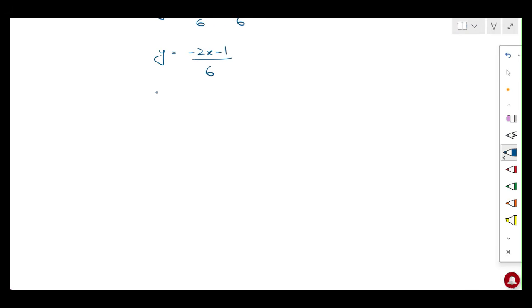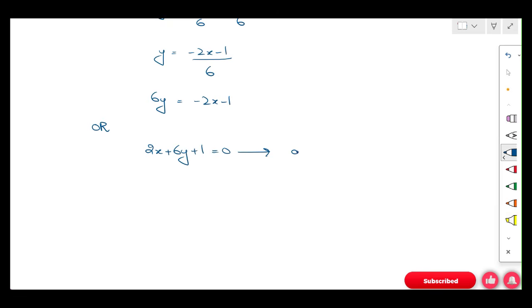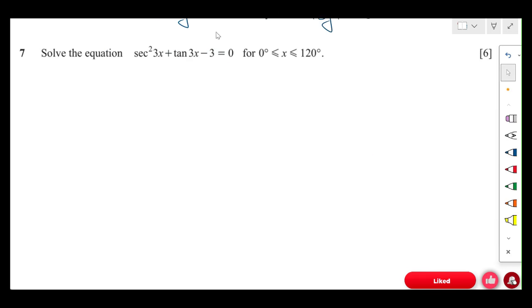Okay, shift the 6 to the other side: 6y equals minus 2x minus 1. Or here we can shift all the terms over here: 2x becomes positive, plus 6y is positive, plus 1 is positive, equals 0. Now this is in the form ax plus by plus c equals 0, where the a value is 2, the b value is 6, the c value is 1, and all three, 2, 6, 1, are integers.